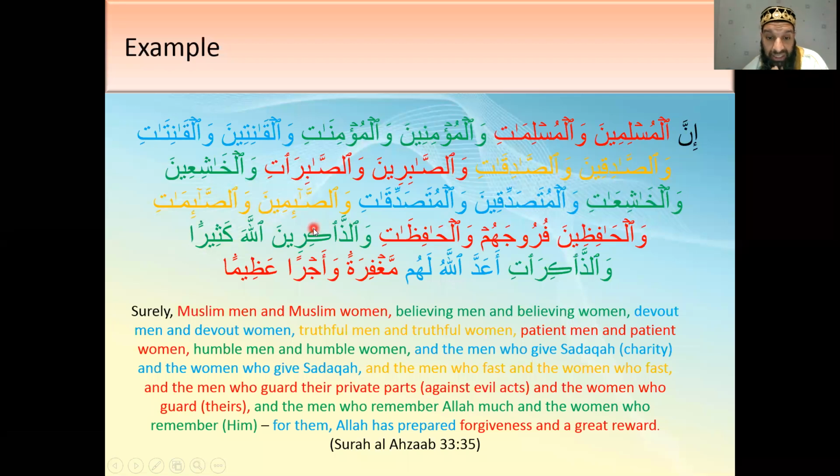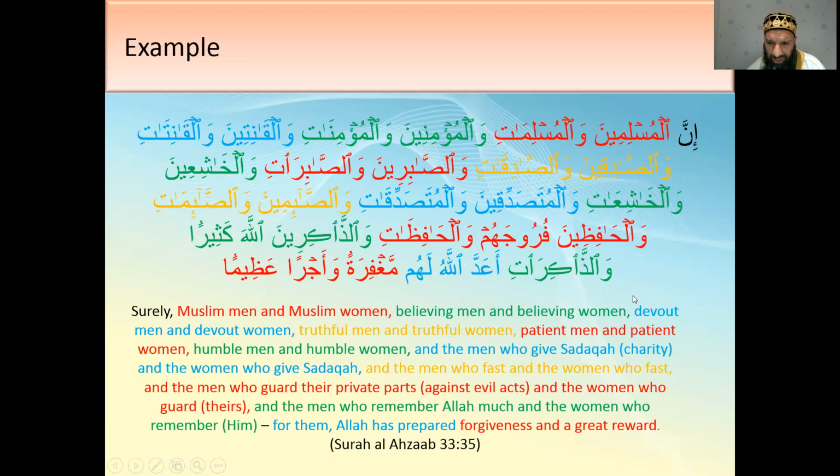Was sa'imina, sa'im is those who fast, Sawm. Was sa'imina, the men who fast, was sa'imati, and the women. Wal hafidhina furujahum, wal hafidhati, those who guard their private parts, and the women preservers. Wadh-dhakirina Allaha kathiran wadh-dhakirat, those who remember Allah, the men who remember Allah much, and the women.